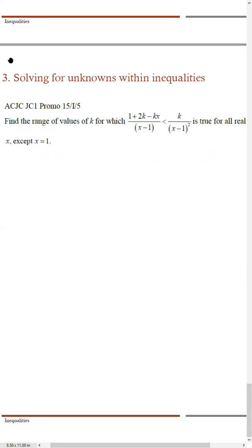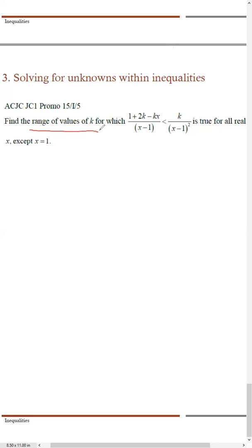So let's look at this question, a very common question. Memorize it if you need, know it if you need, practice it if you need. I'm sure you can regurgitate it in the exam. All right, so we have this inequality. We want to find the range of values of k.